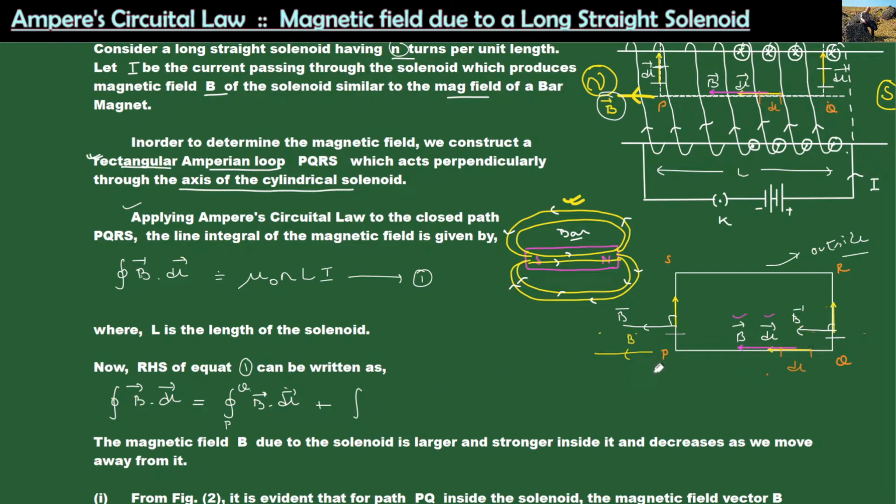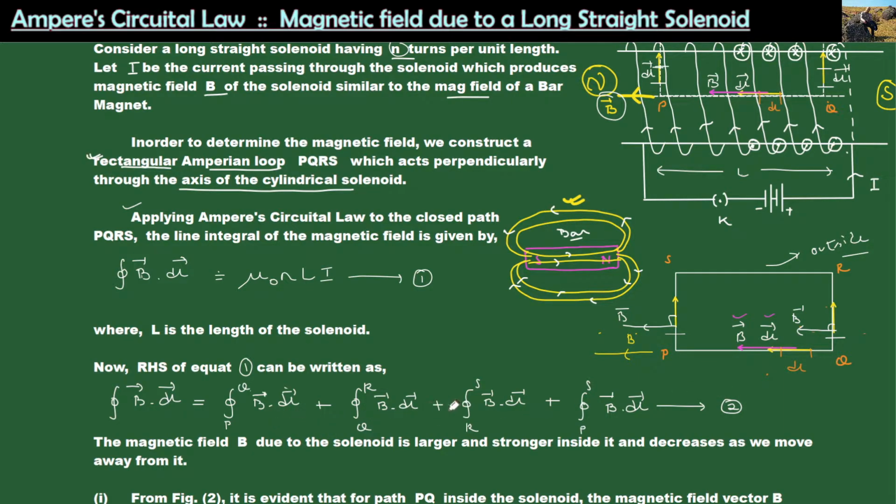plus the integration from Q to R of B dot dl, plus the integration from R to S of B dot dl, plus the integration from P to S of B dot dl. I can mark this as relation number 2.